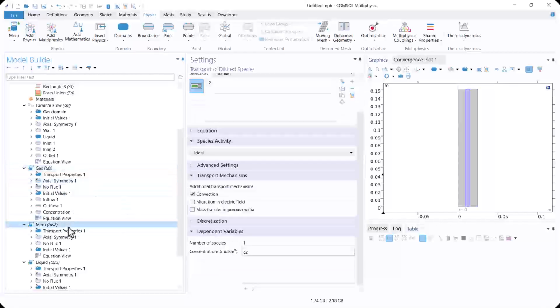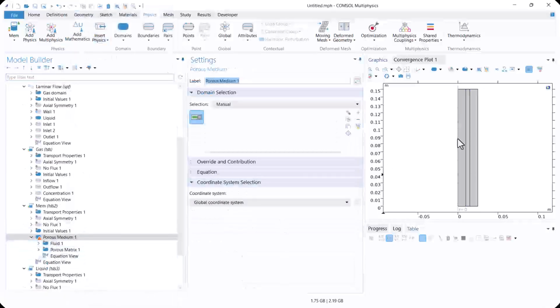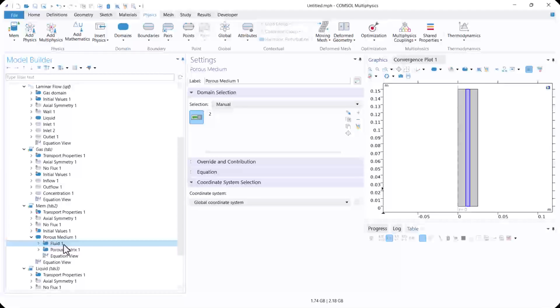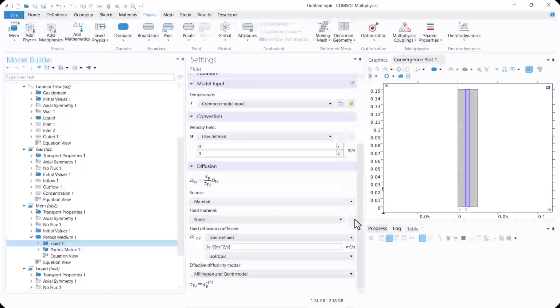Now we click on membrane. Because the membrane is porous media, we activate mass transfer in porous media, and right click here to use porous medium. So it is our membrane, and click on fluid 1. In the membrane we don't have convection, so the velocity is 0, and for fluid diffusion, for the gas component, its value is 1.5E-5. It actually calculates the effective diffusion from the porous medium equation.